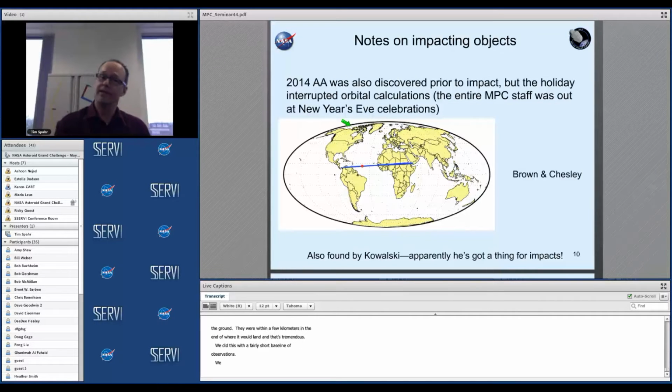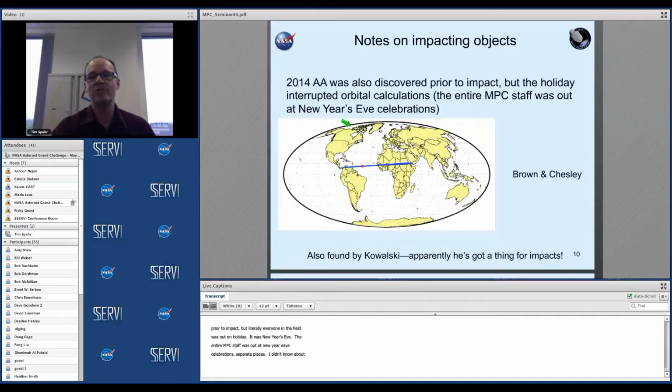We have another object that impacted, and this is a very instructive case for people that are paying attention to the field. This is 2014 AA. It was discovered prior to impact, but literally everyone in the field was out on holiday. It was New Year's Eve. The entire MPC staff was out at New Year's Eve celebrations in separate places. I didn't know about this until just before the impact.